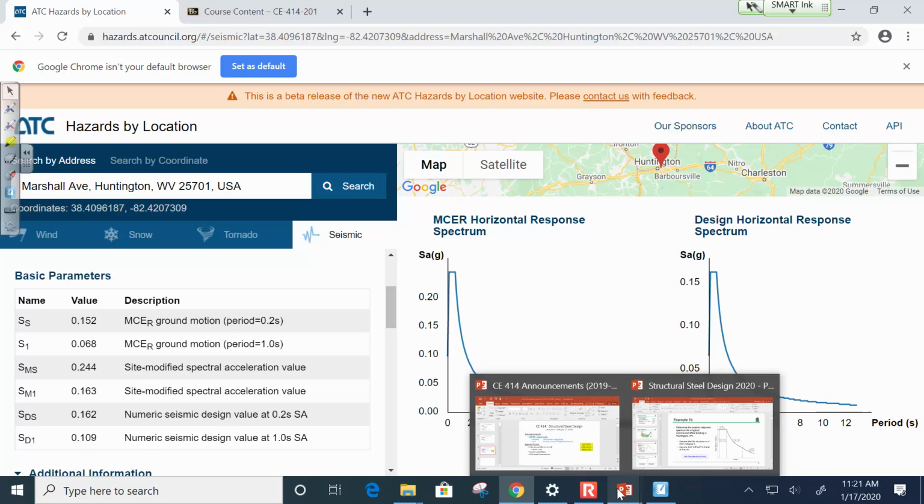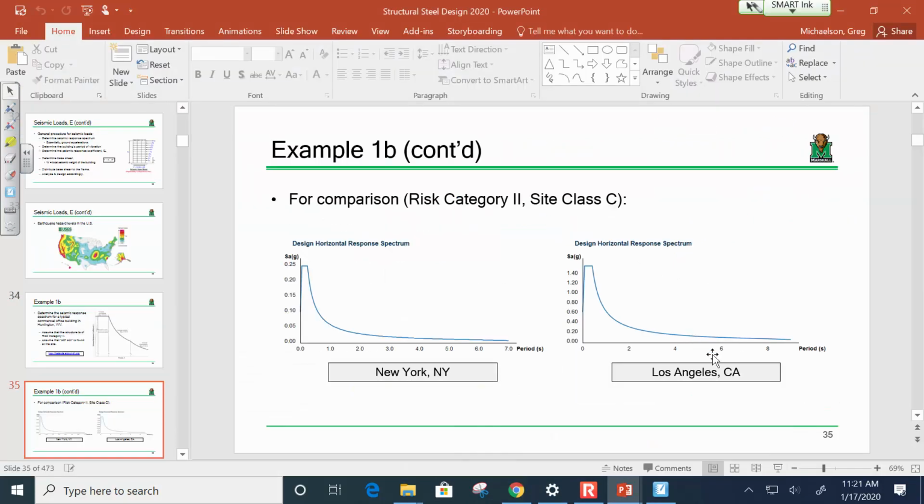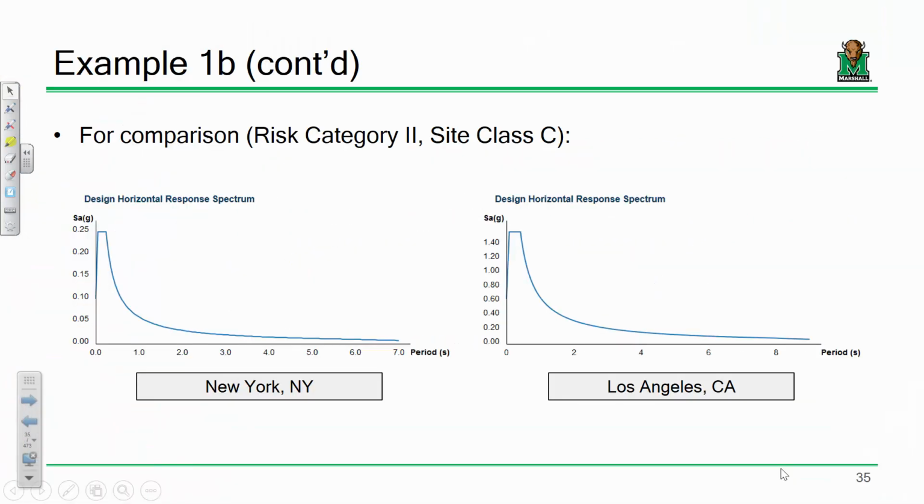Okay, so you'll generate a curve that looks something like this. I just want to show you something, just so that you can be aware. We just generated a curve for Huntington. These are some typical curves. This is one from New York, and this is one from LA. So look at these accelerations, like 1.2 Gs, 1.4 Gs. This is some pretty hefty forces. But notice they're all a function of periods. Okay, so what's going on with the period?